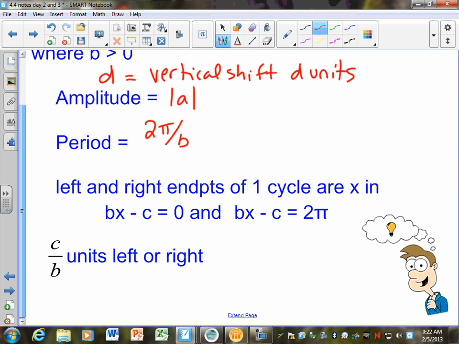We can also say it's C over B units left or right. So depending on how you want to say it, you can say it's shifted pi thirds to the left. What I think we need to focus on is this part. If I ask you for the endpoints of one period or one cycle, you can just set bx minus c equal to 0, bx minus c equal to 2 pi, and you can actually solve it, and we're going to look at some of those.